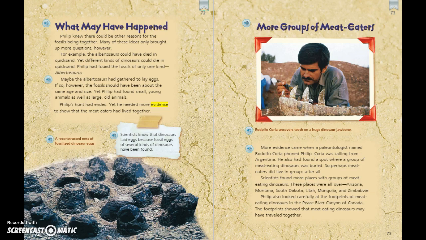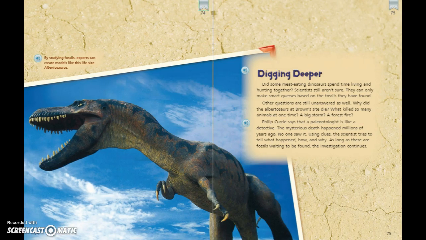Make sure you are pausing the video to discuss and talk about these questions with your learning adult at home. What does Philip Currie mean when he says that a paleontologist is like a detective? And take a closer look. How does this life-size model of the Albertosaurus compare to the selection's other drawings and descriptions of the dinosaur?